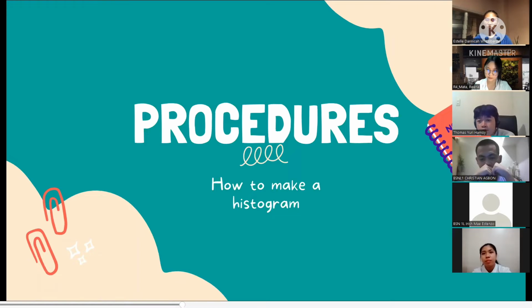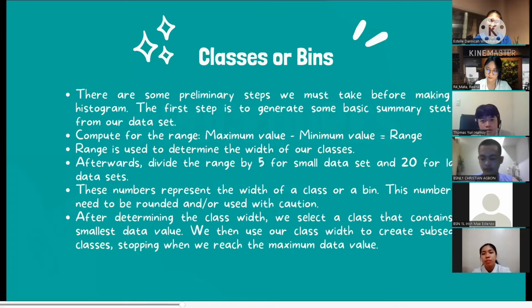Next slide please. Classes or bins: there are some preliminary steps we must take before making a histogram. The first step is to generate some basic summary statistics from our data set. Next is to compute the range. The formula for computing range is maximum value minus minimum value equals range. Range is used to determine the width of our classes.